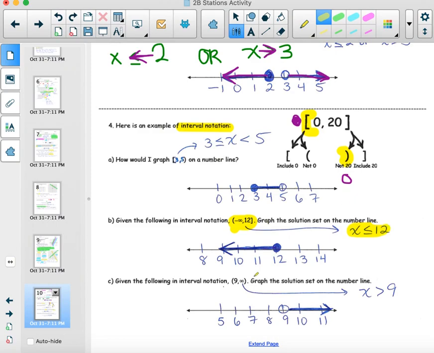All right, let's look at this last one to wrap up this video. We're given the following in interval notation, 9 going on to infinity. That means that x is going to be greater than 9. So notice how 9 has the parenthesis around it. That means I'm not including 9. Notice the open circle when we have 9. Okay, that means every single value greater than 9. So I have 9, 10, 11, 12, 13, 14, 15, 100, 200, etc., all the way to infinity. Okay, that's all that there is to this.